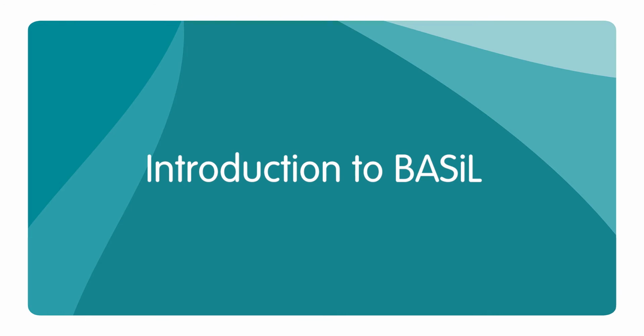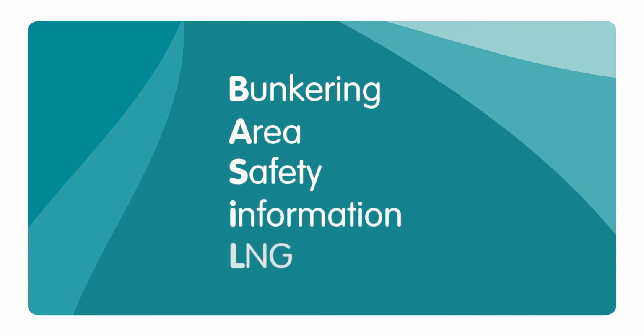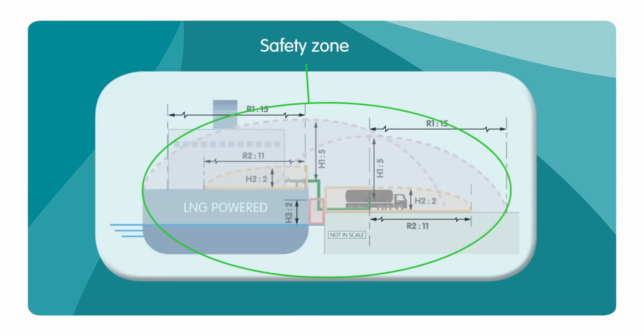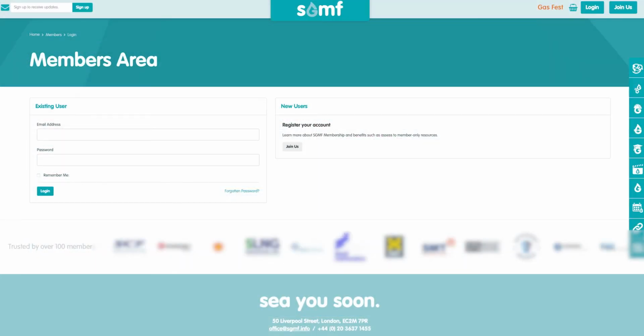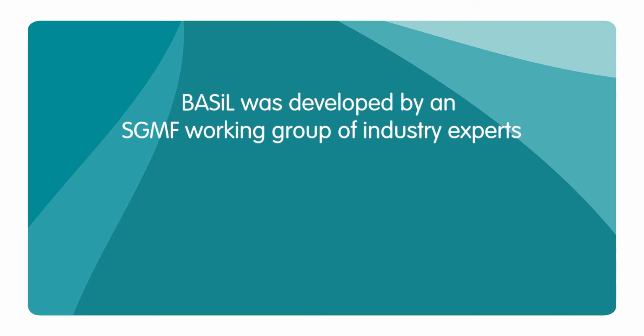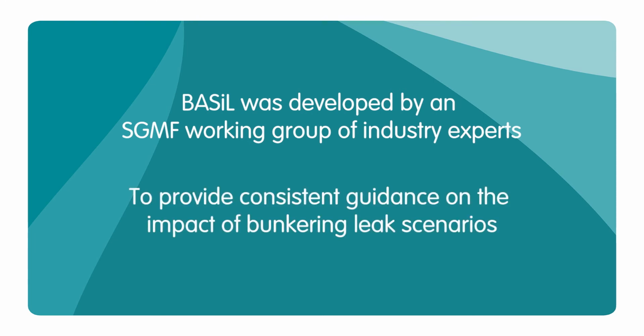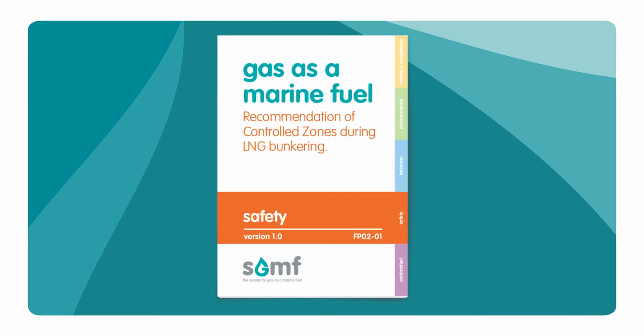BASiL, which stands for the Bunkering Area Safety Information LNG, is a piece of proprietary software that allows the calculation of the size of the safety zone, accessible via the SGMF's members' online portal. This was developed by an SGMF working group of industry experts to provide consistent guidance on the impact of bunkering leak scenarios to participants and competent authorities. All this is within the SGMF publication on controlled zones.